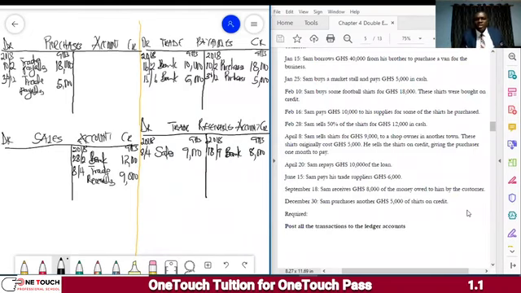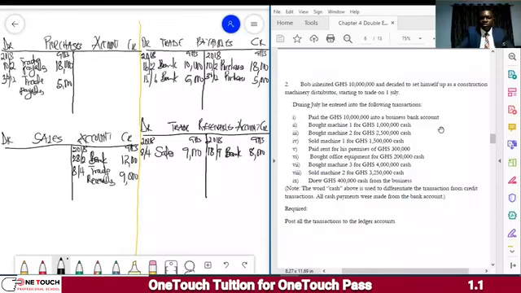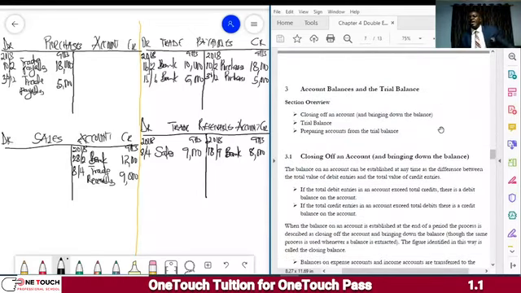Good. Now let's move on. Then let's look at account balances and the trial balance. Now, in this session, we are expected to know how to close off an account and bring down the balance, and how to extract a trial balance. Okay. And finally, how to prepare accounts from the trial balance.